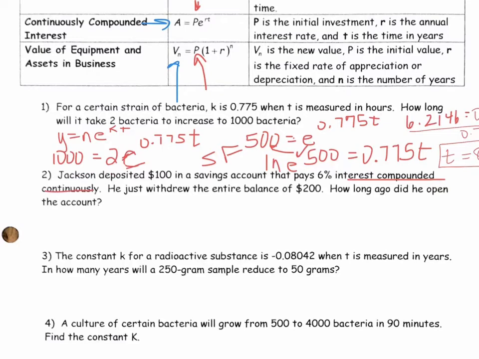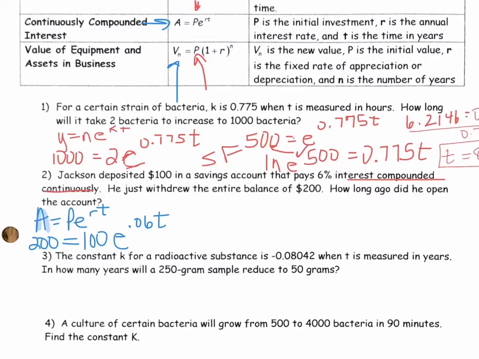Okay, so he just withdrew the entire balance of $200. How long ago did he open the account? So let's use A equals PE to the RT. Well, A is my ending amount. If you remember, we withdrew the entire thing, which is $200. P is my beginning amount, which is the $100 he deposited into savings. E is E. My interest rate we're going to use as a decimal, and we're trying to find how long. So we're trying to find T.